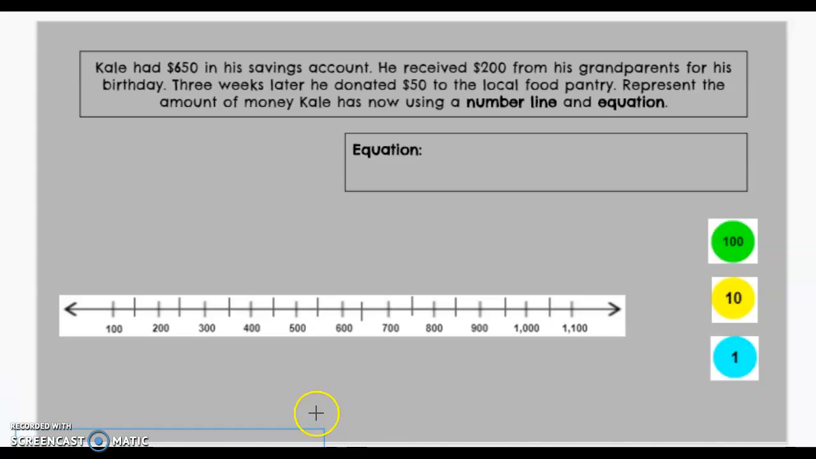Okay, we are going to continue practicing representing word problems. And this one is asking us to do a number line and an equation. So let's get started.